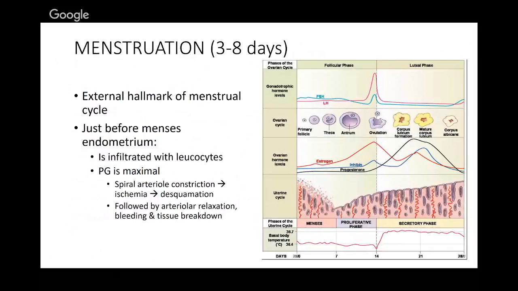All right, so menstruation happens when you have a maximum level of prostaglandin, which then leads to arterial constriction, then ischemia, and then desquamation. So that's the mechanism of shedding of the endometrial wall. Because you have ischemia, you have tissue breakdown and eventually bleeding, and that's what happens in menstruation.